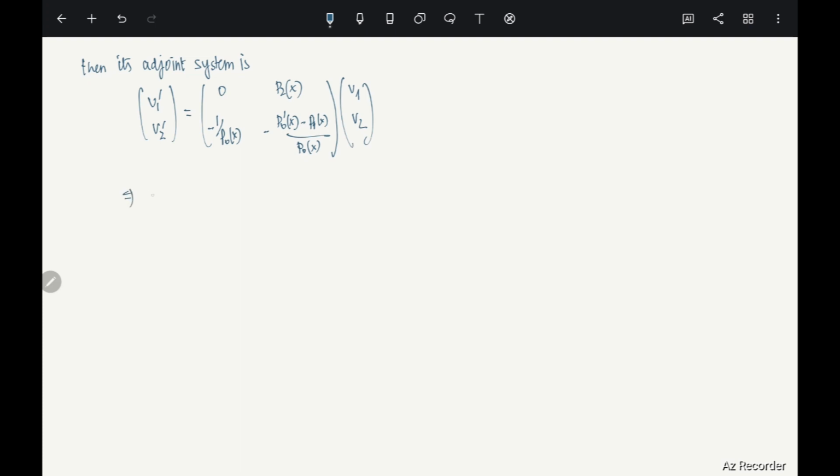Now if you write this, you see, this is basically V1 prime is nothing but P2 of X V2, and V2 prime is nothing but minus 1 by P naught of X V1 minus P naught prime of X minus P1 of X by P naught of X V2. This is what you are getting.